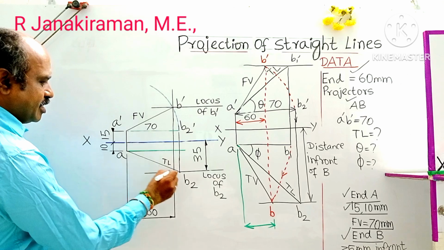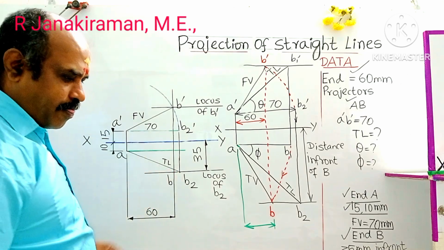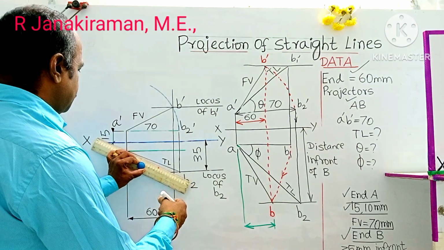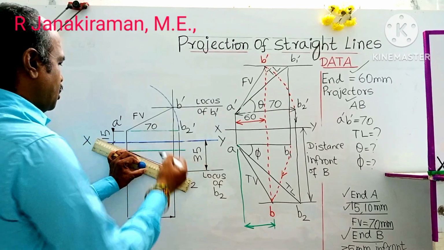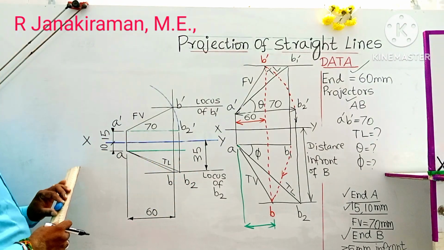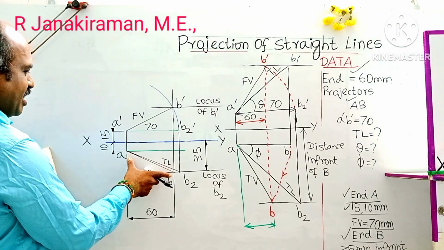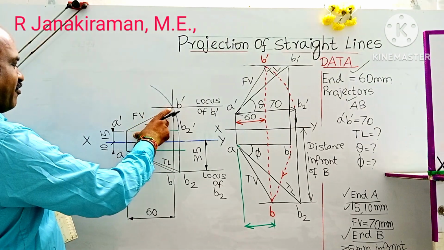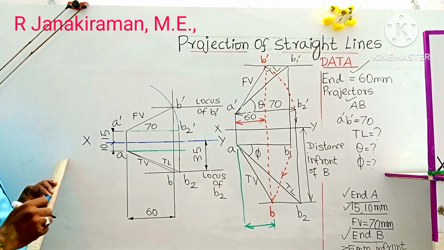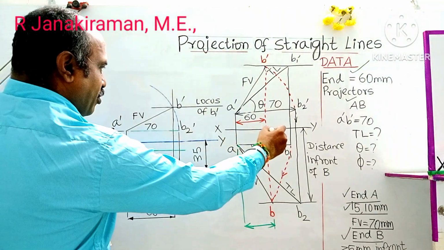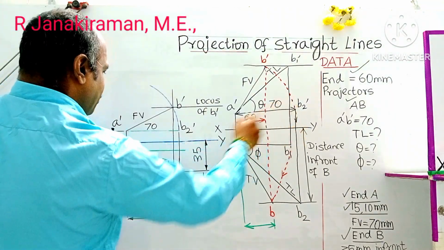Join A and B; that is the final top view. Okay, final top view: AB is the final top view. A dash B dash is the final front view obtained. This is TV. Understand?